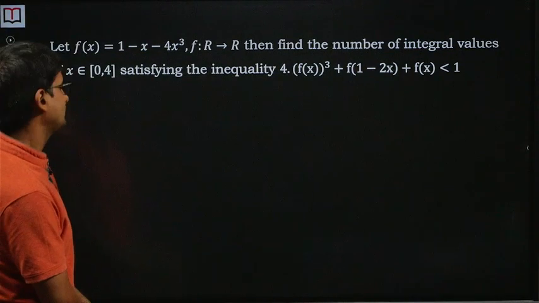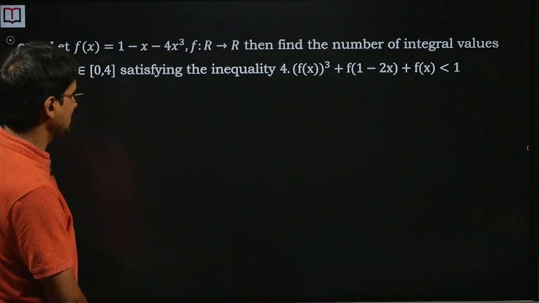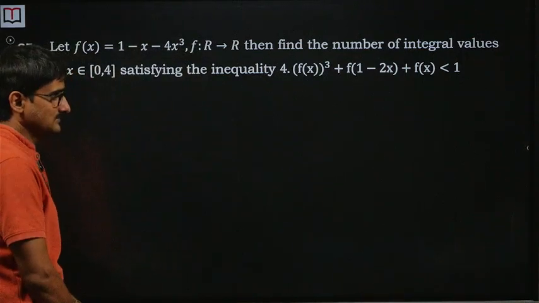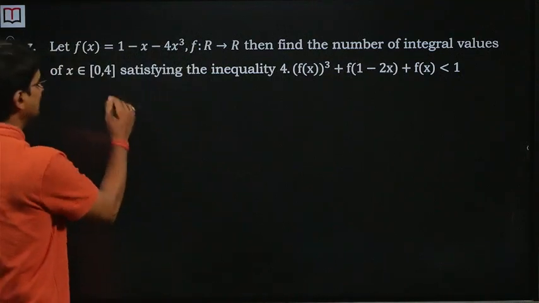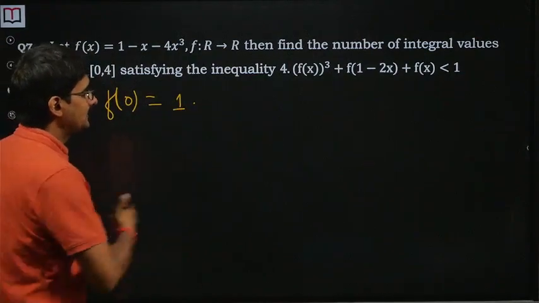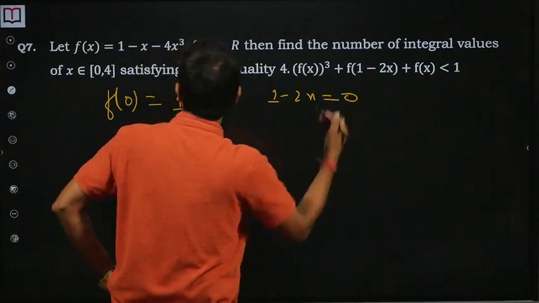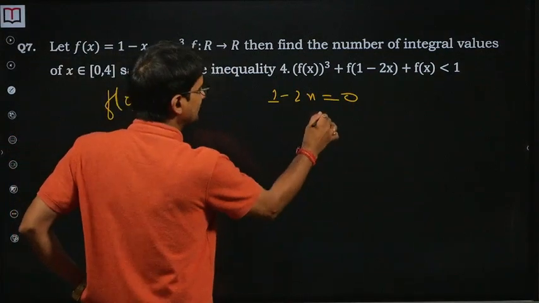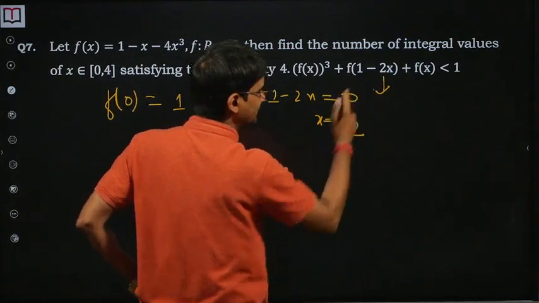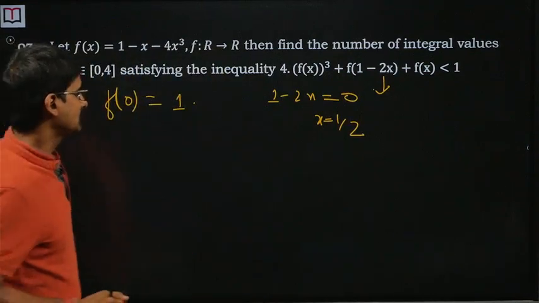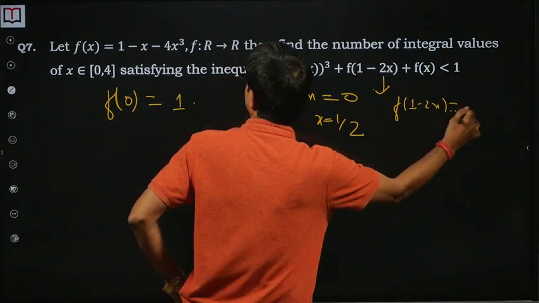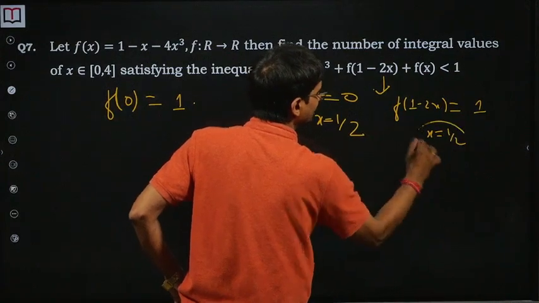Let f(x) be this. Find the number of integral values satisfying the inequality 4 times f(x) whole cube plus f(1 minus 2x) plus f(x) is less than 1. In the interval 0 to 4, f(0) is 1. And for 1 minus 2x, since x is the input, it's 0 when x is equal to half. So when we put x equal to half, we get 0, and f(1 minus 2x) will be 1 when x is half.